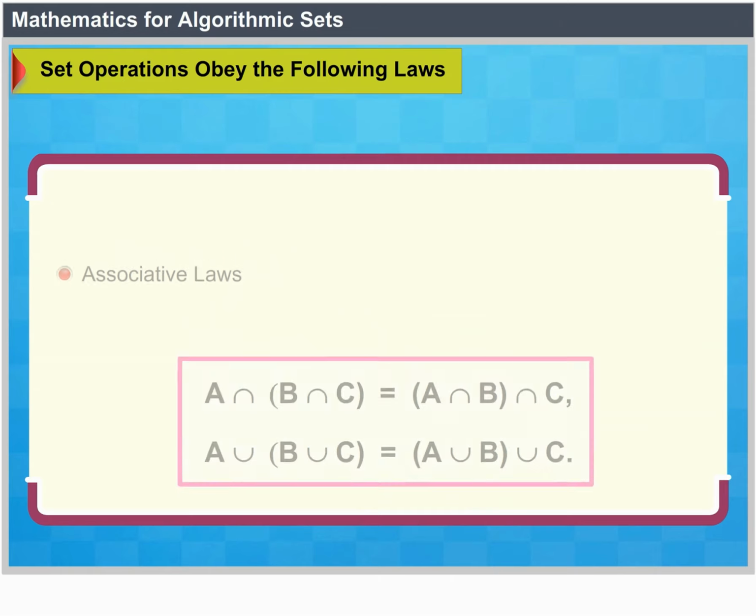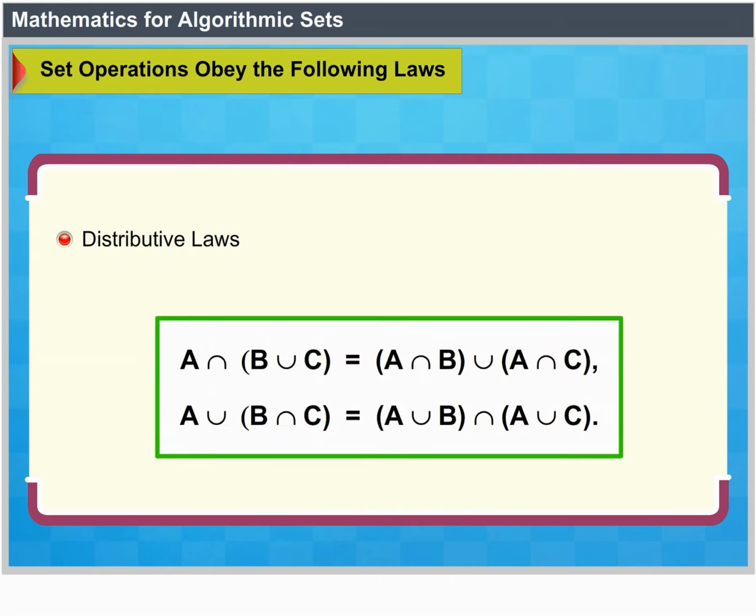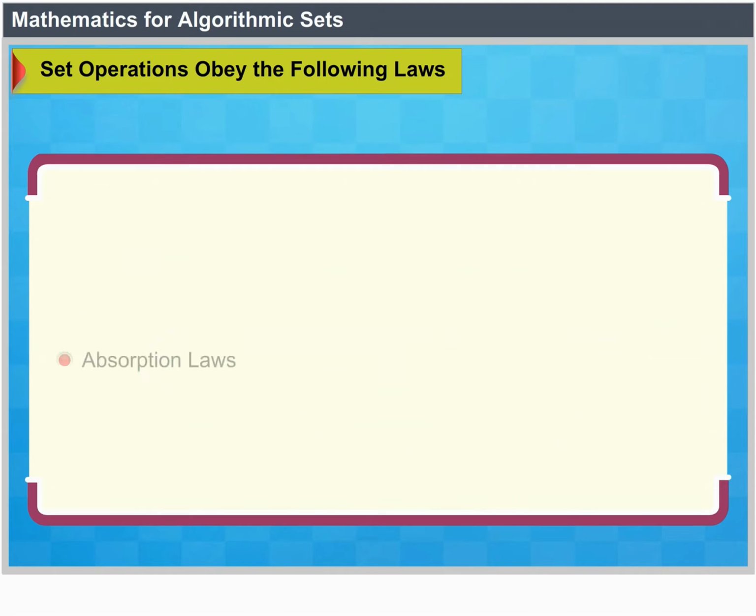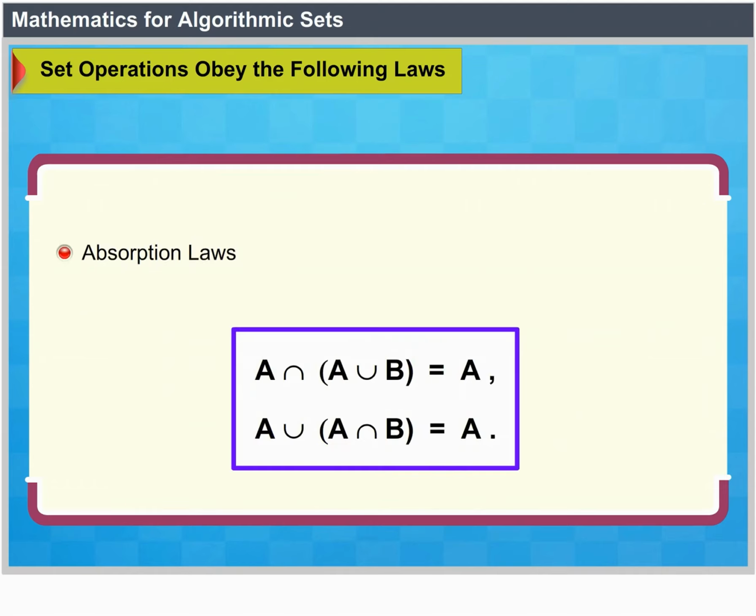Distributive laws. A intersection (B union C) is equal to (A intersection B) union (A intersection C). A union (B intersection C) is equal to (A union B) intersection (A union C). Absorption laws. A intersection (A union B) is equal to A. A union (A intersection B) is equal to A.